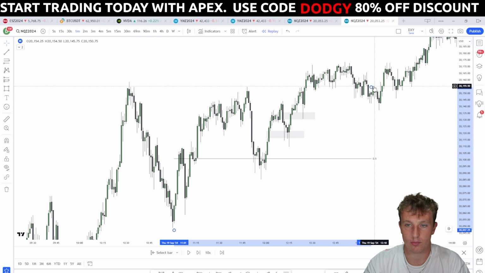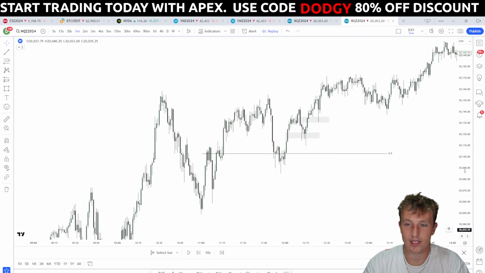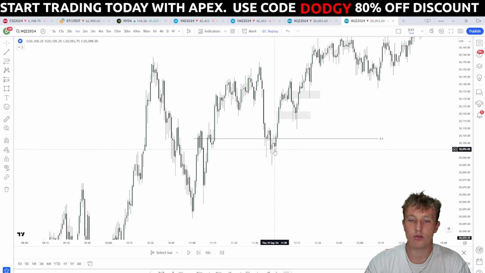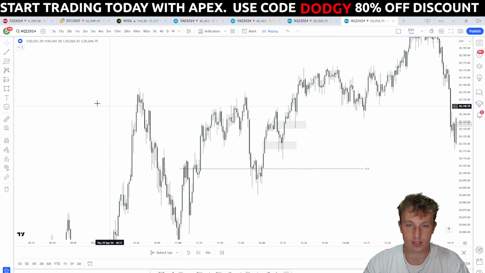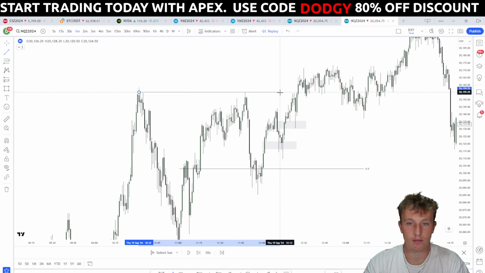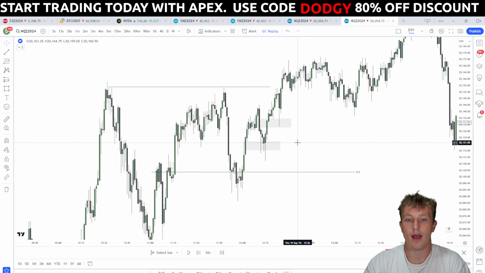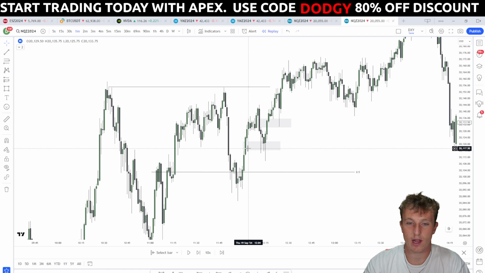So if I kind of draw a discount and premium here, you can see this was a little higher in the range, but I do like how we delivered from the low of the range, right? We did tap discount in here, making this okay, especially when we had these equal highs up here. We had perfect equal highs up here. So there's still an obvious target. There's still a delivery off a fair value gap.